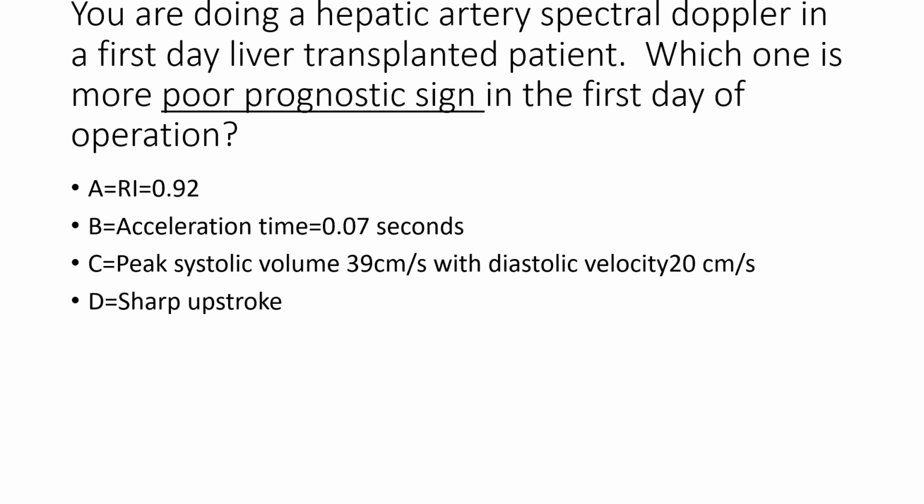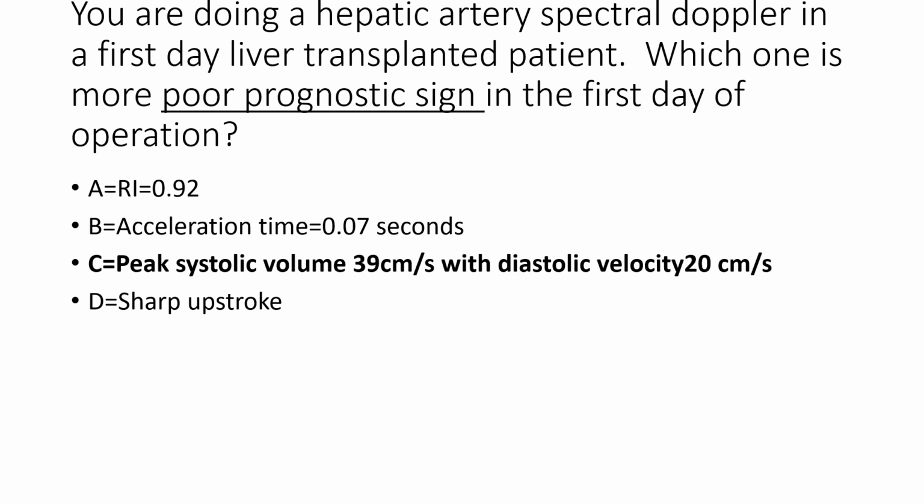Again, we have the same. You are doing a hepatic artery spectral Doppler in a first-day liver transplanted patient. Which one is the more poor prognostic sign on the first day of operation? A, RI 0.92, acceleration time 0.07 seconds, peak systolic velocity 39 centimeters per second with diastolic velocity 20 centimeters per second, sharp upstroke.